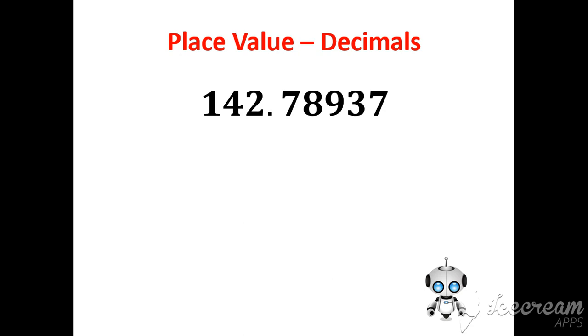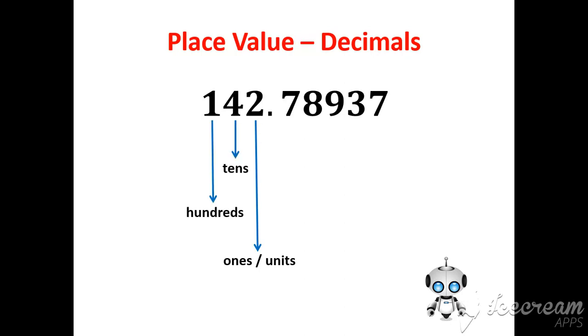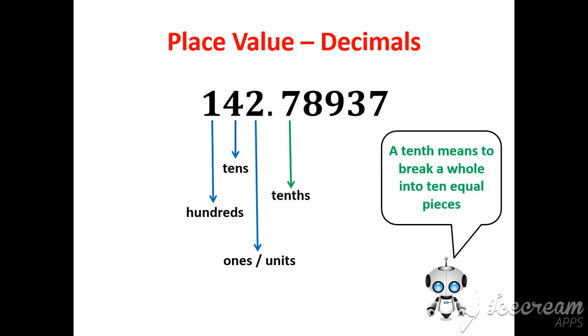Right, so the number 142.78937. So these are the units or the ones, these are the tens, these are the hundreds, and we could carry on the left, getting bigger and bigger. Let's now go to the right. These are what we call tenths. A tenth means to break a whole number up into 10 equal pieces.